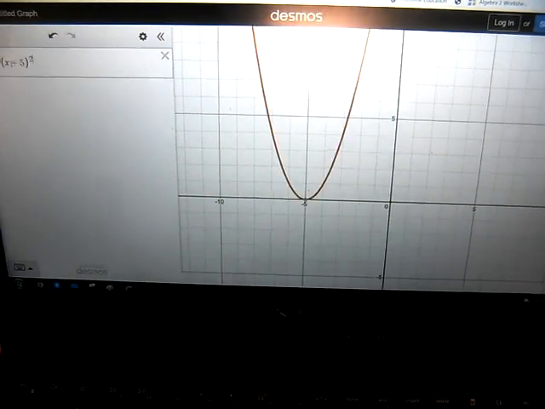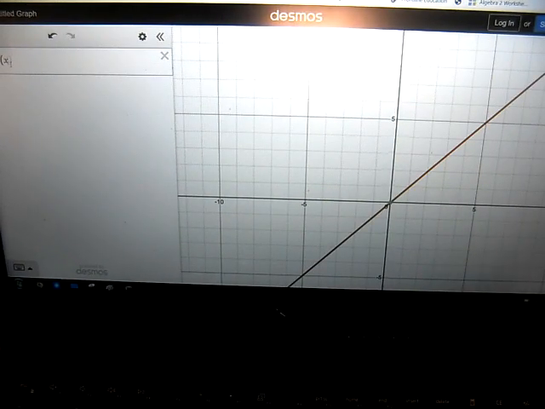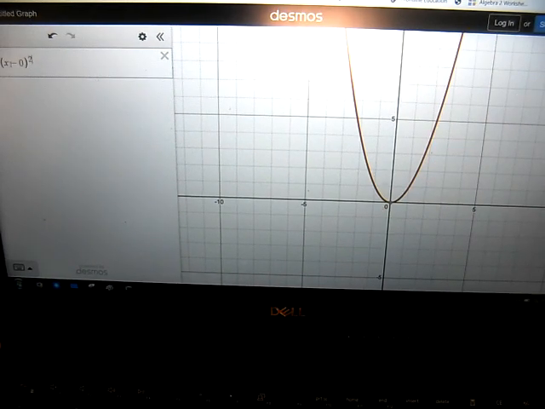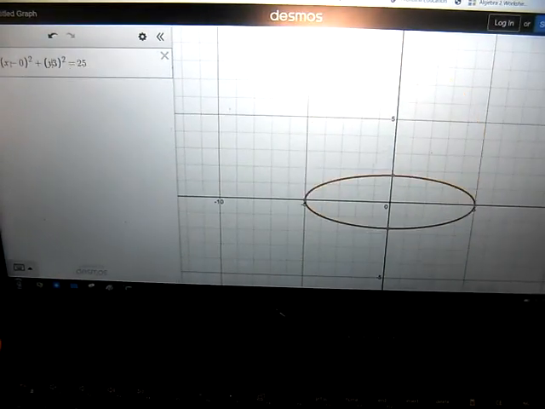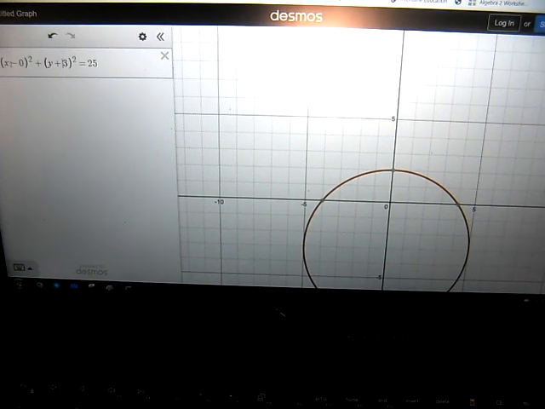So if we redo our Desmos and make it x minus 0 squared plus y minus 3 quantity squared equals 25. So apparently our equation was plus 3. There it goes. It's a little bit better.